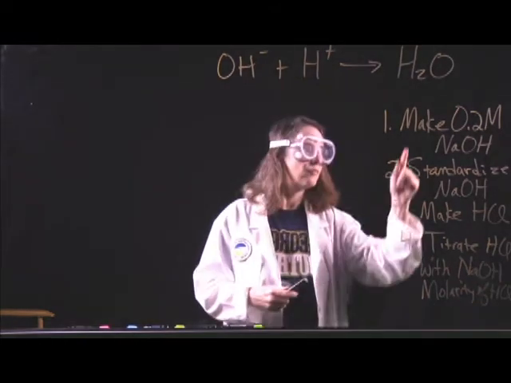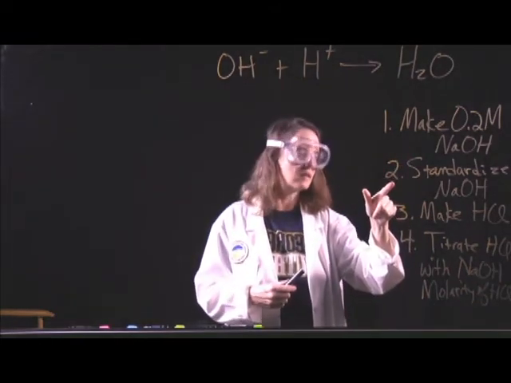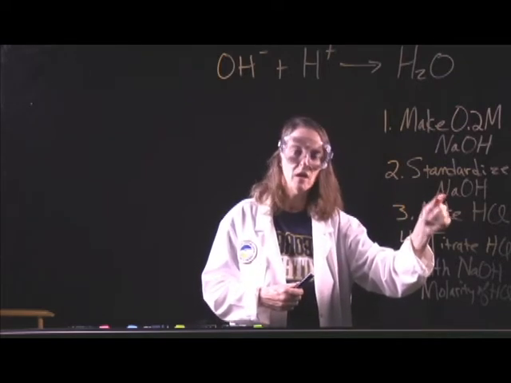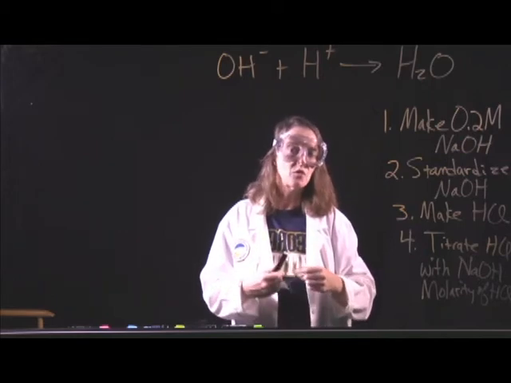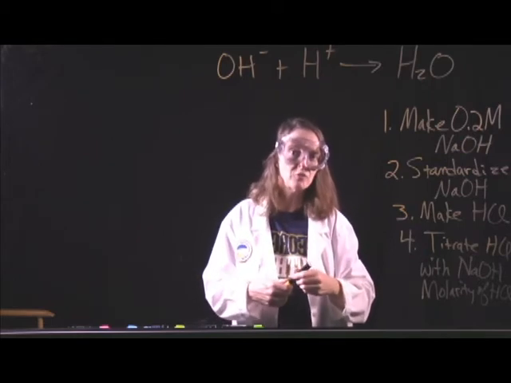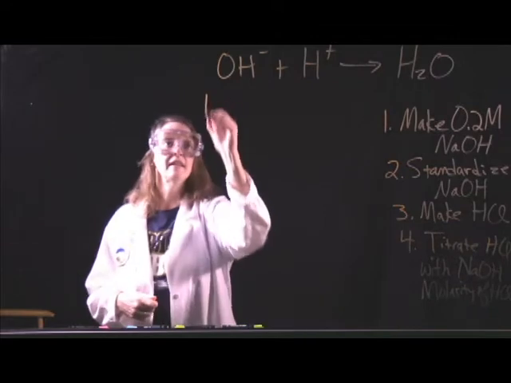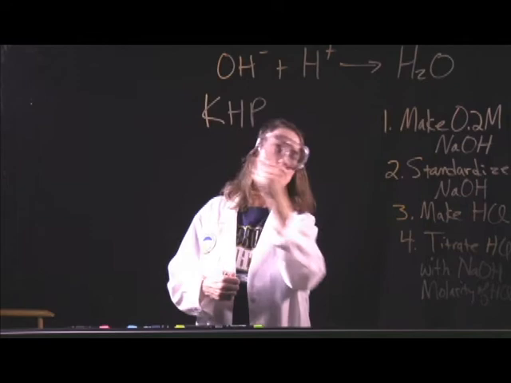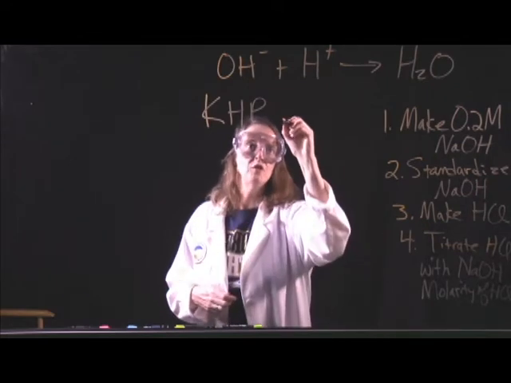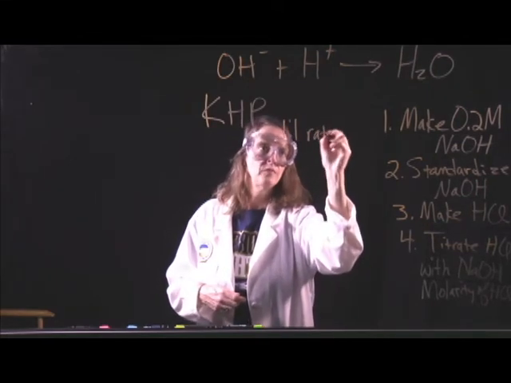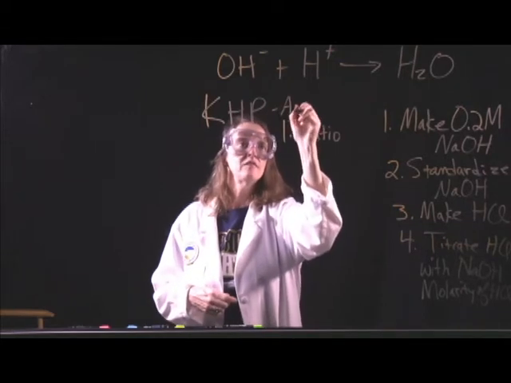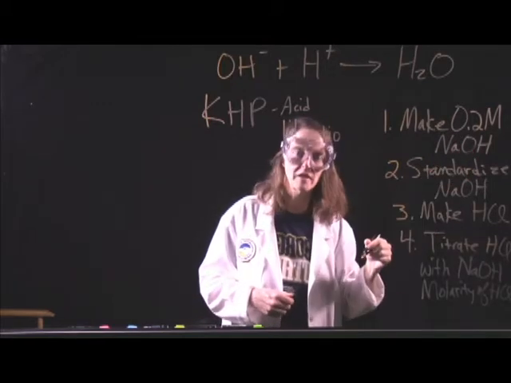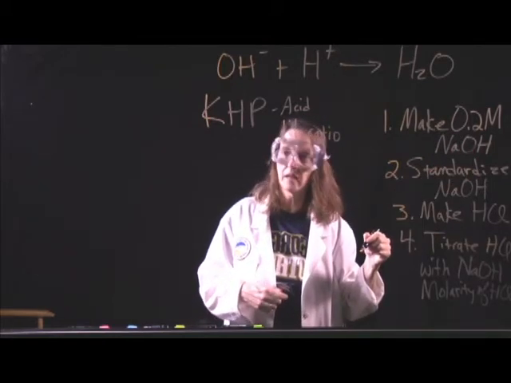For the standardization process, you're going to be titrating the sodium hydroxide solution that you've made with a different acid. It's going to be a solid acid called potassium hydrogen phthalate, which we abbreviate KHP. And this reacts with sodium hydroxide in a 1-to-1 ratio. In other words, if this is the acid, then for every 1 hydrogen ion, it will react with the 1 hydroxide ion in sodium hydroxide.